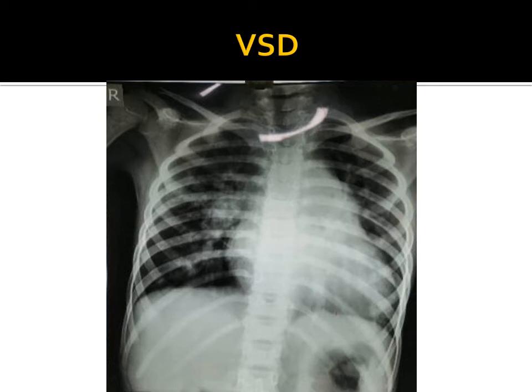It is of four types: membranous, which is the most common, muscular, inflow, and outflow. We can differentiate it from ASD because in ASD there will be no left atrial enlargement. Other features will be the same, but in ASD there will be no left atrial enlargement.